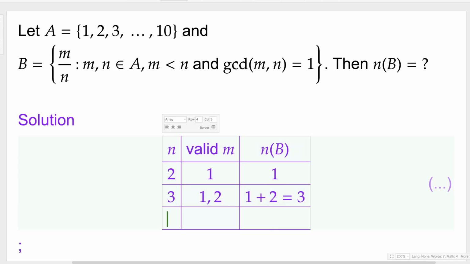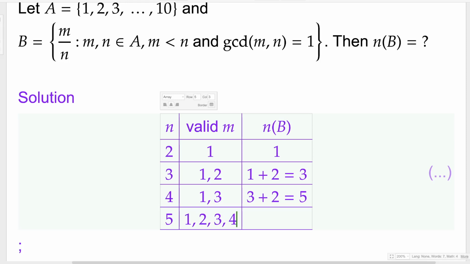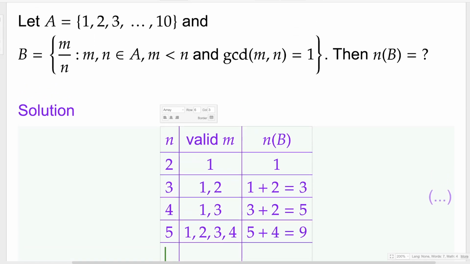Then for 4, the allowed values for m would be 1 and 3. The last value was 3 plus 2, so the count now becomes 5. Now for the next number, 5, the allowed values are 1, 2, 3, 4. The last count was 5 and here it is 4, so till now the count becomes 9. We have to count this manually. There is no other way for this.